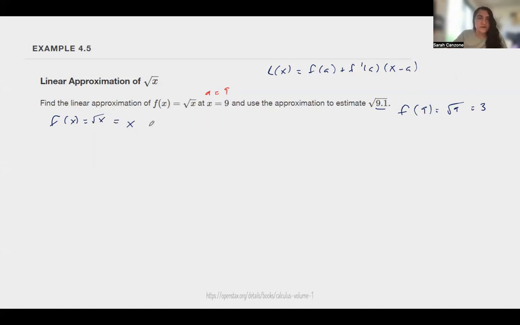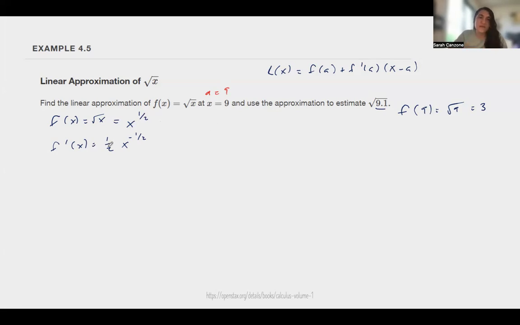We know to write something as a fractional exponent. You write it as the power over the root for the exponent. The power here is 1, over the root here is 2. So to take the derivative, f prime of x equals 1/2 multiplied out front, x to the 1/2 minus 1, which is minus 1/2. So this right here is going to be our derivative function.